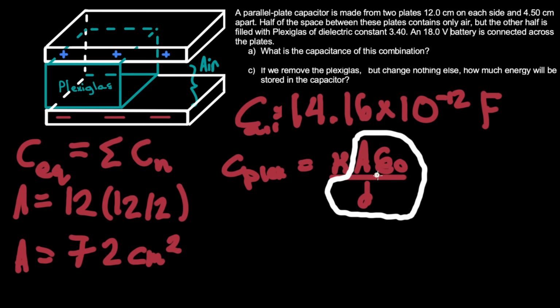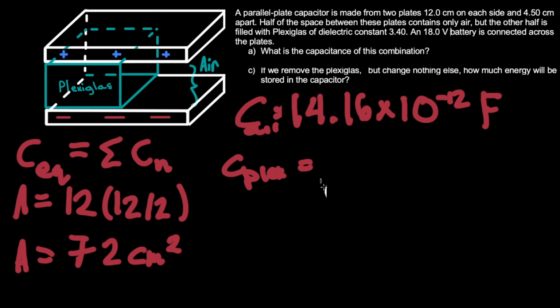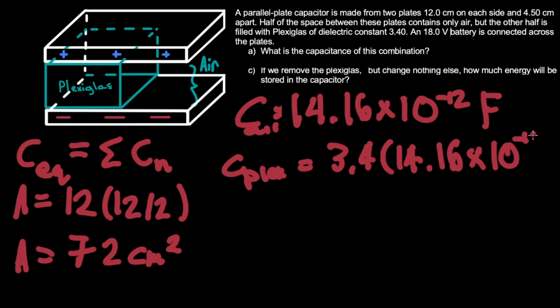So this is all going to stay the same. We just need to multiply it by this k because our k in the last question was 1. So essentially we just had this, and now we just need to multiply it by k. And so doing that, I'm just going to clear up some space once again for us to do that. And so what I'll write for that then is that C of the plexiglass is equal to 3.4 times 14.16 times 10 to the negative 12.